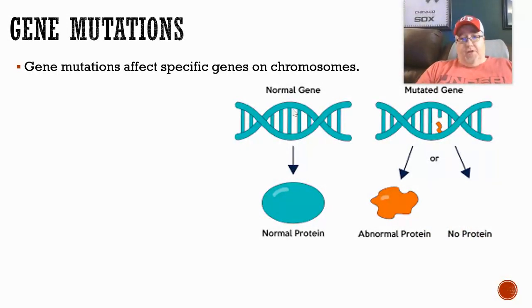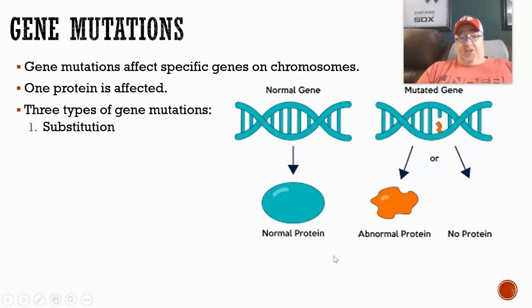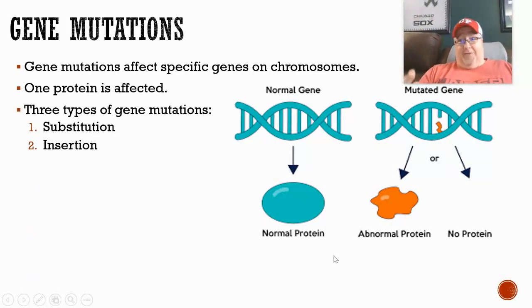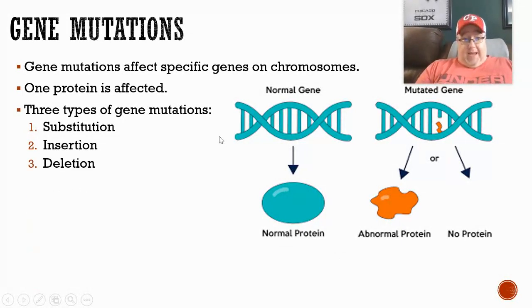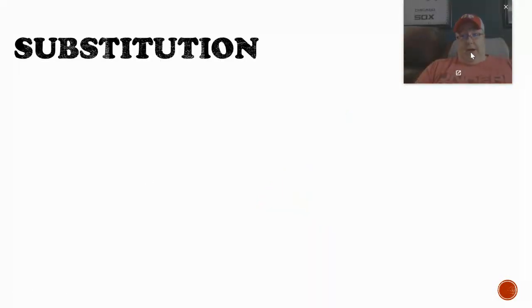So, for example, here's a piece of DNA. Here's a gene, right? We know that gene will code for a specific protein to get built. Well, if there's a mistake in that one gene, either two things can happen. Either the protein won't get built right, so it'll be abnormal, or there won't be any protein built at all. Okay, so gene mutations are specific to specific genes. There's three types of gene mutations. One's called a substitution, one's called an insertion, and one is called a deletion. So let's take a look at all three of these.